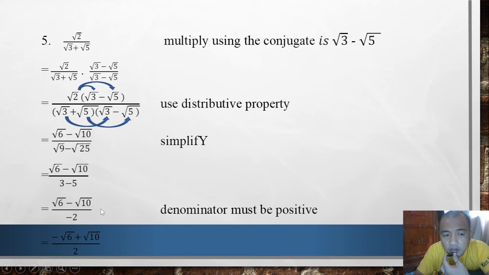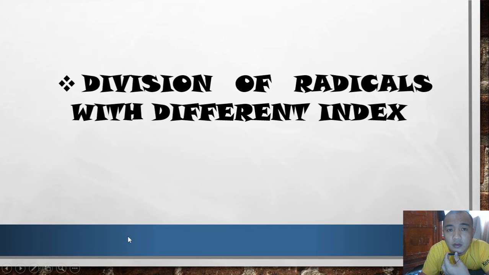So this is the answer. Square root of 6 minus square root of 10 all over negative 2. We can still simplify this. The denominator must be positive, so negative square root of 6 plus square root of 10 all over 2.